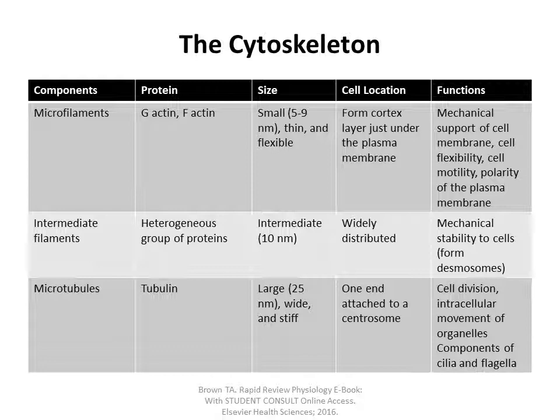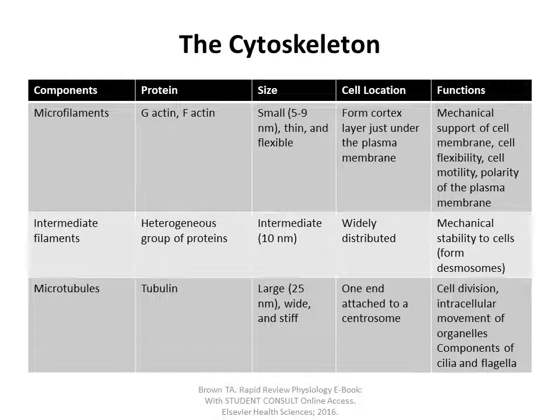Microfilaments are composed of actin protein, which exists in two forms, globular actin or filamentous actin. G for globular, F for filamentous actin. Whenever the microfilaments are unpolymerized, their monomers form globular actin. Whenever it is polymerized, it is known as filamentous actin. Their size is small and their properties are, they are thin and flexible.